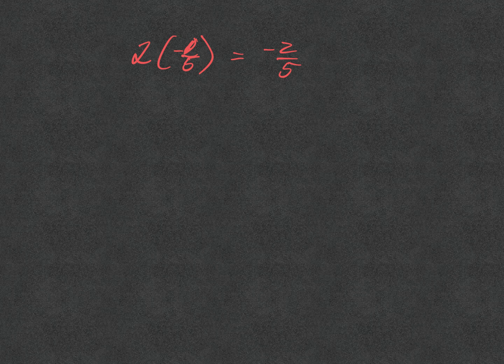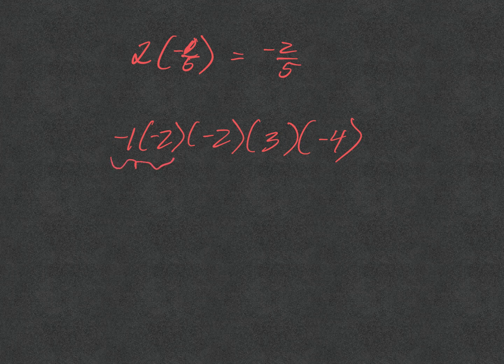So then, if you have more than 2 numbers, what you do is you apply the sign rules one at a time. So for instance, you have negative 1 times negative 2 times negative 2 times 3 times negative 4, something like that. Then what you do is you do them essentially 2 at a time. So negative 1 times negative 2 is a positive 2.